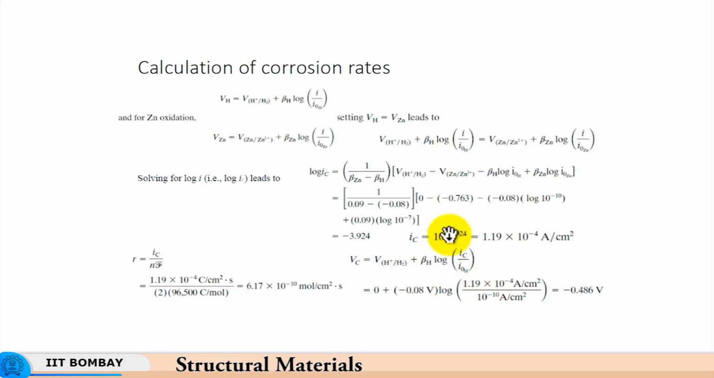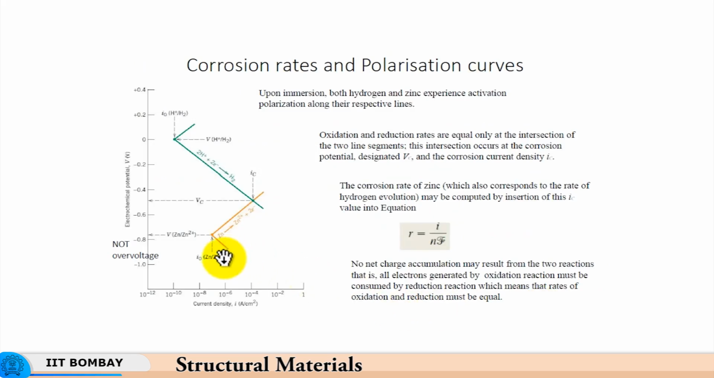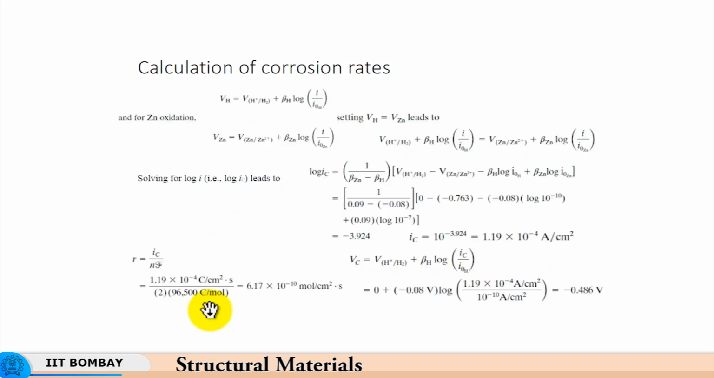The corresponding corrosion voltage is given by this expression, beta h is minus 0.08 volts log of IC by I naught hydrogen, and so the Vc is minus 0.486 volts. So, that is what is shown over here. So, Vc is minus 0.486 volts. So, that is seen in this particular graph.